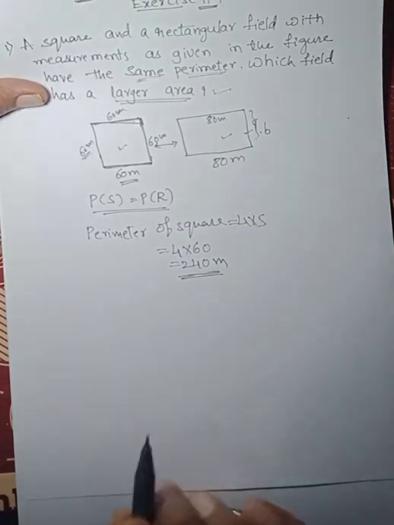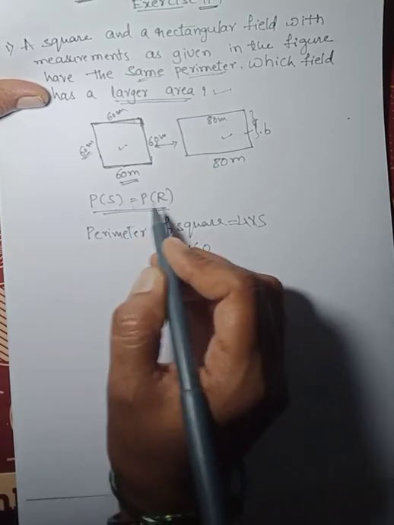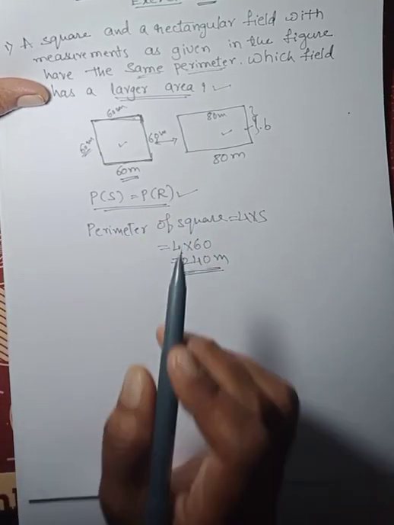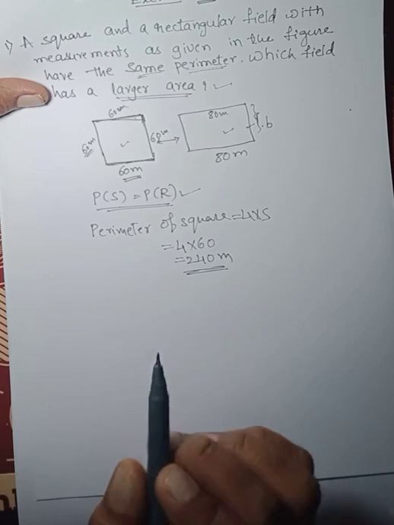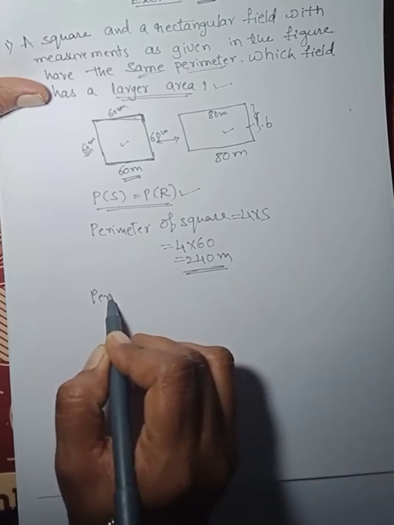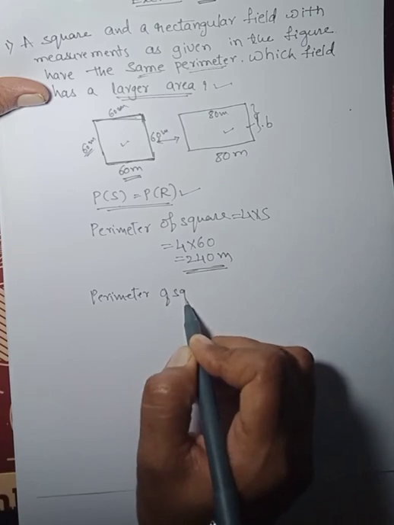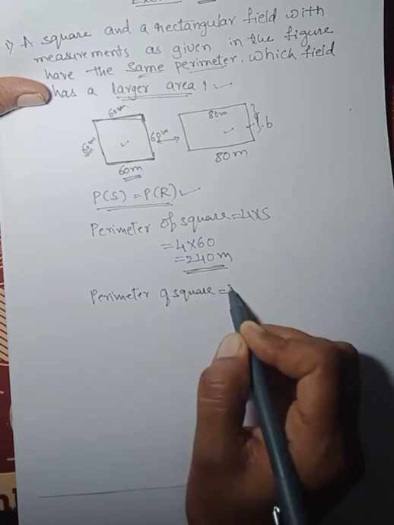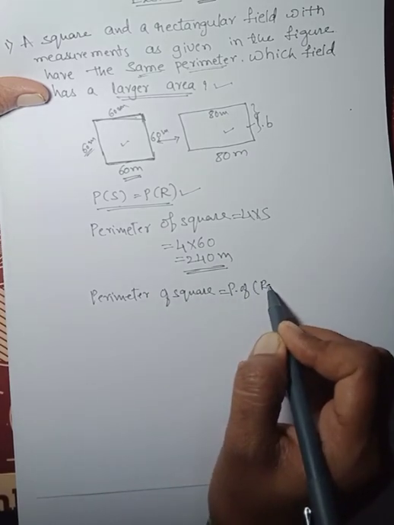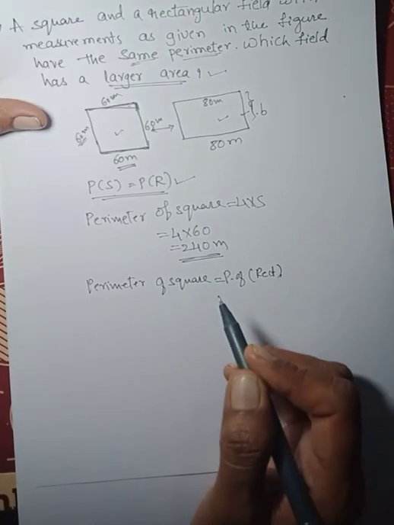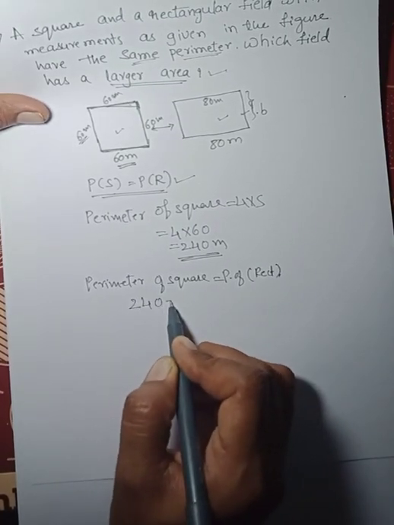But now we don't know the breadth, but we know the relation between the perimeter of square and the rectangle. So what we will do here, I am writing the same thing here, perimeter of square equal to perimeter of rectangle. You can write here in short. So this is 240, very simple.